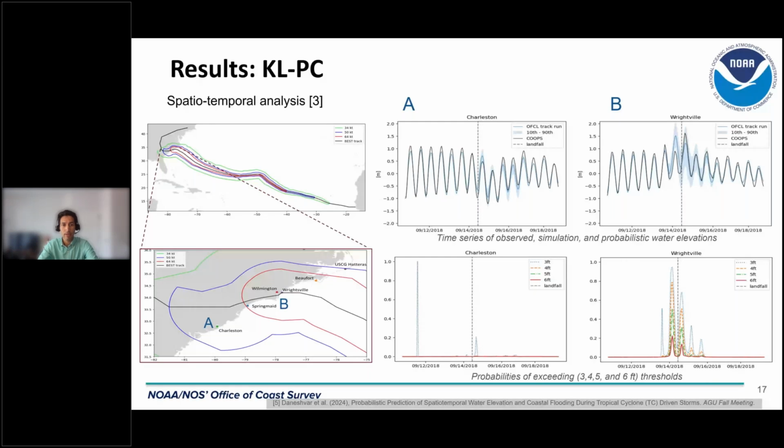And here is another example of time series analysis at some selected CO-OPS stations. On the top, you see the time series of observed, mean, and uncertainty ranges of water elevation prediction. These plots show how much uncertainty ranges might change over time at different locations. And on the bottom, you see the probability of exceeding certain thresholds, which shows how these probabilities change over time and might not necessarily be aligned with the time of landfall. Next slide.